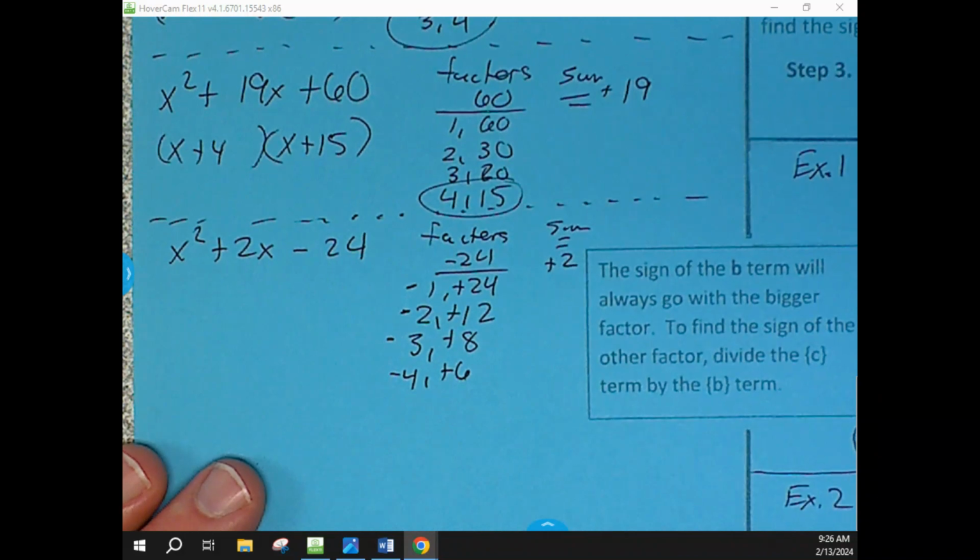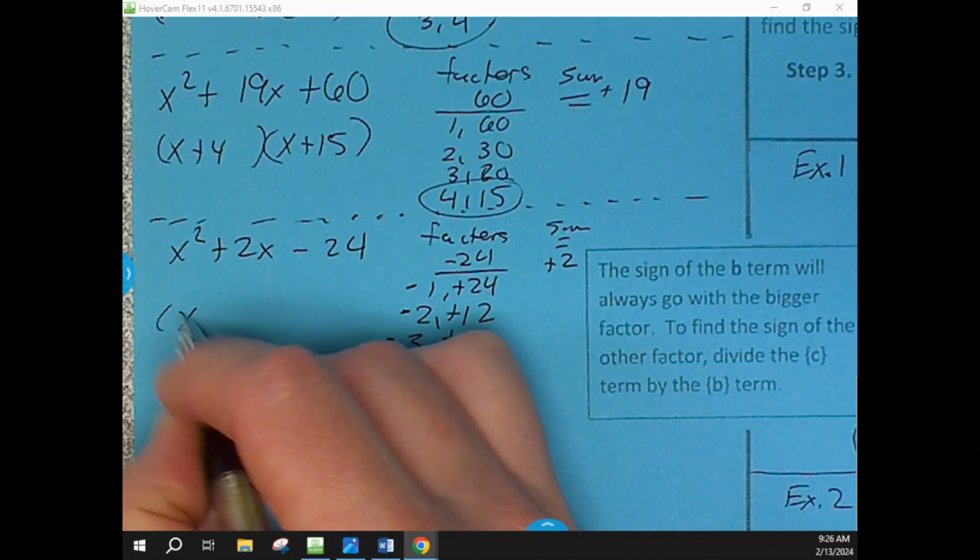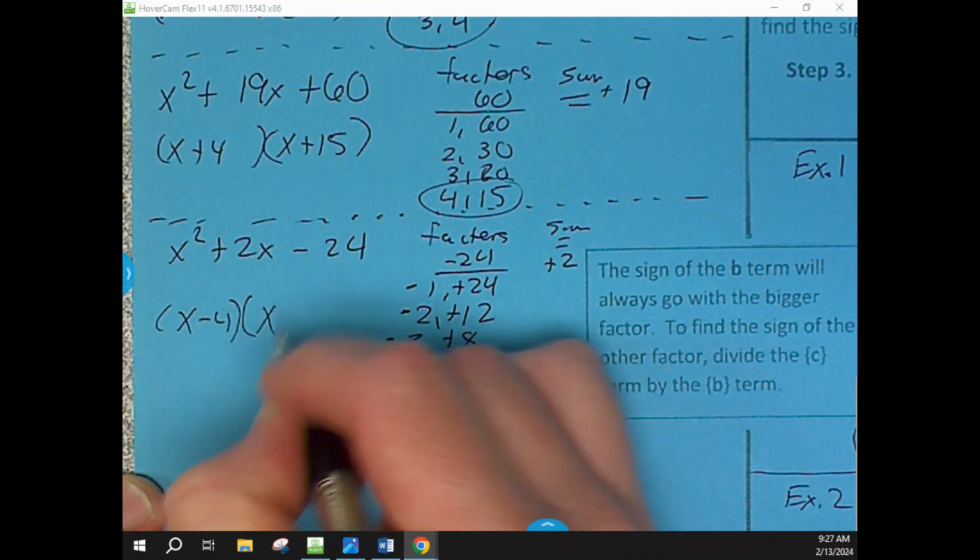All right, the pair that gives you 2, it's got to be the 6 and the 4. So that's x minus 4 and then x plus 6.